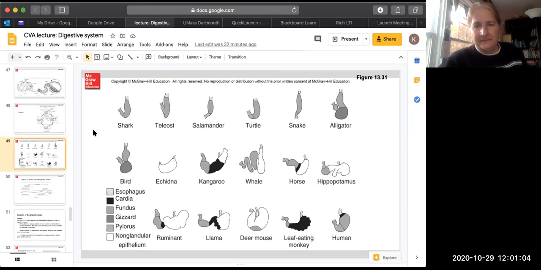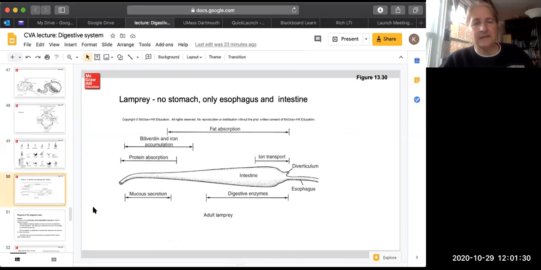Here is some of the guts, the stomachs, and the partitions in various vertebrates. So the esophagus, here's the different color codes. Some of them have gizzards. Some of them have cardiac sphincters. Here's a lamprey. Lampreys don't have a stomach, only an esophagus and the intestine.